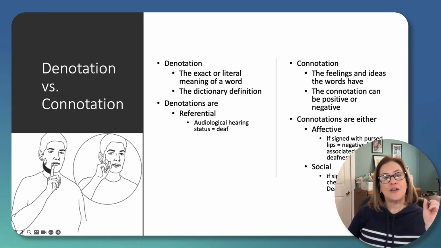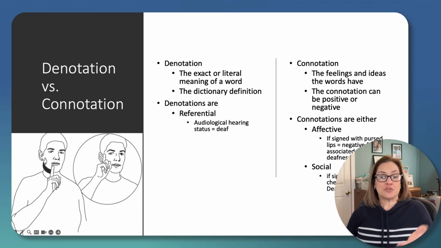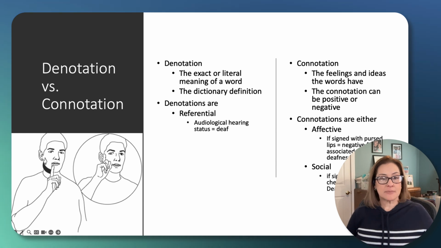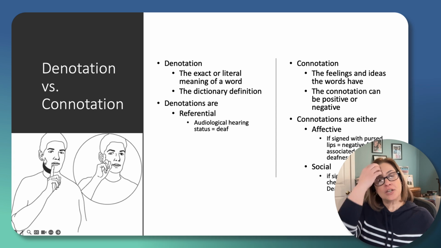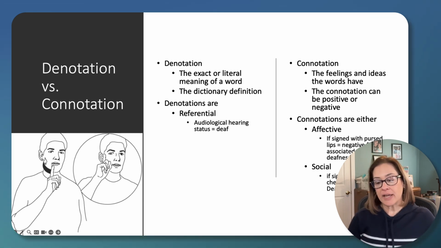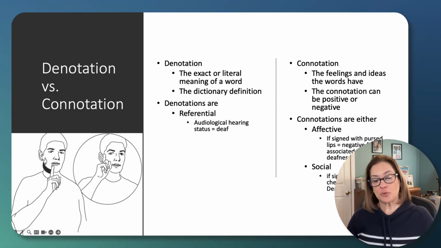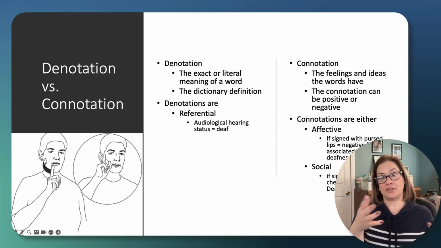So denotation versus connotation. Denotation is the exact or literal meaning of a word, or the dictionary definition. If you looked it up, this is what the word means. Denotations are referential, and connotation has more to do with the feelings and ideas that words have. The connotation could be positive or negative. Connotation could also mean the social meaning, which is also the affective meaning. Certain words can have different meanings depending on a lot of different variables.